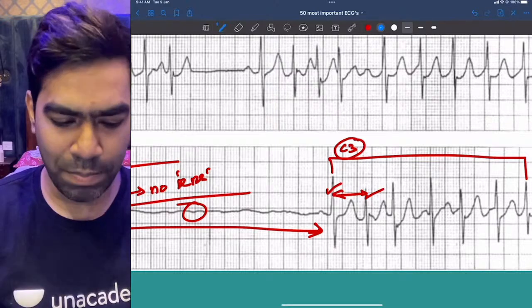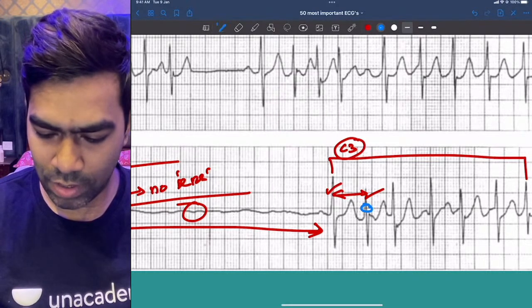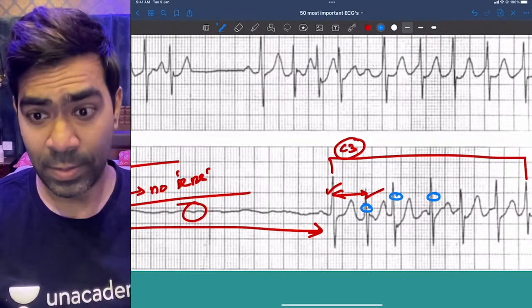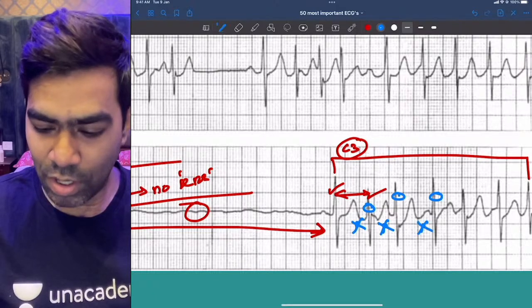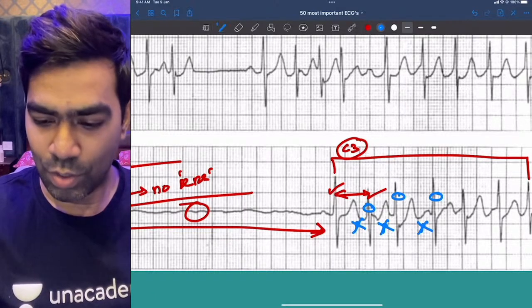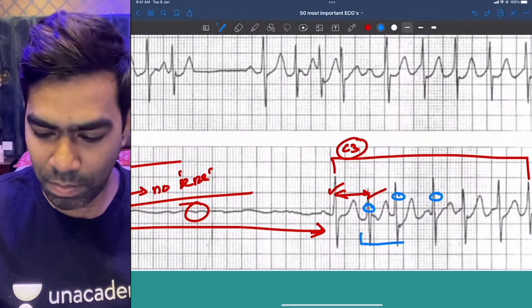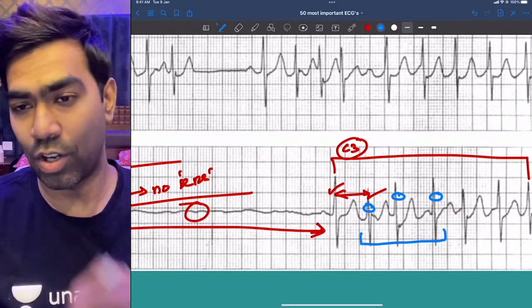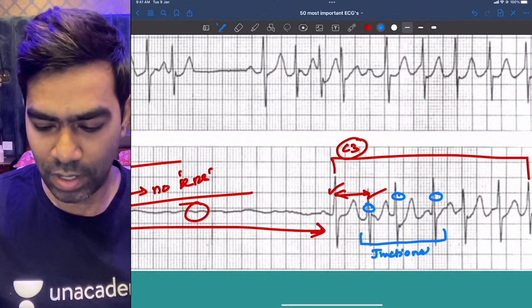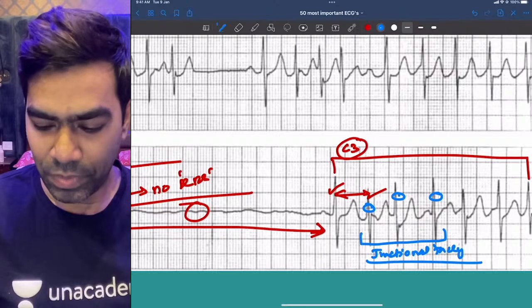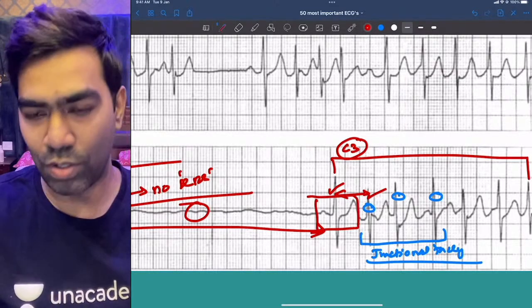And if you want to go deeper, look at this one. Look at these beats. These QRS complexes do not have a preceding P wave at all. So what does that mean? This also means that these complexes are not sinus in origin. These complexes are junctional complexes. That's why this patient is having a junctional tachycardia, but they are having occasional sinus beats also.